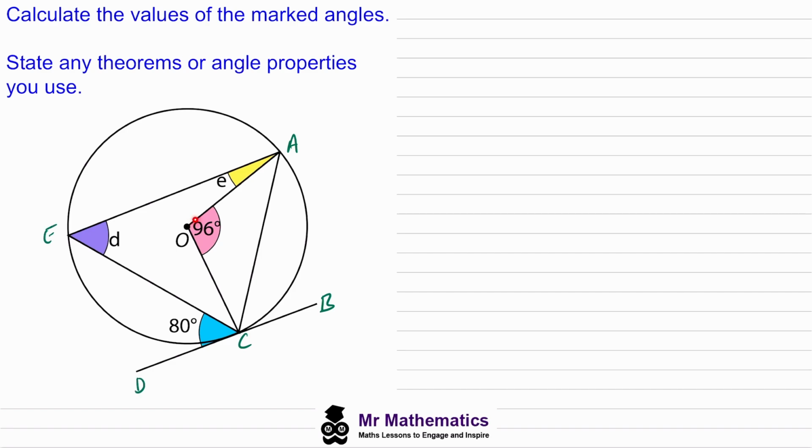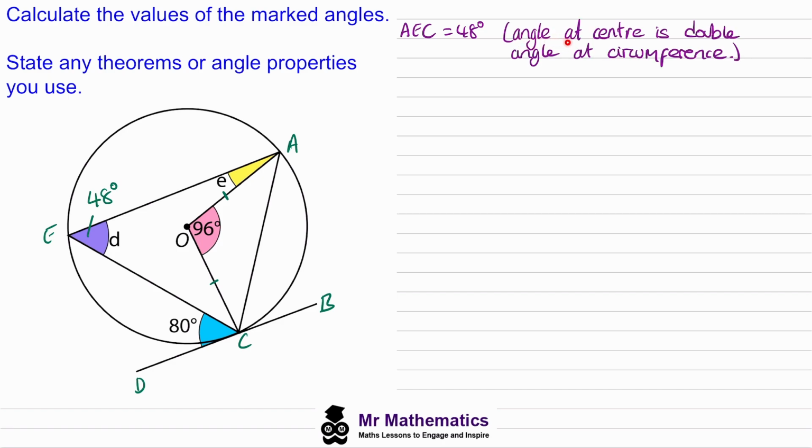Now we can see that O to A and O to C are both radii of the same circle, so these will be equal. And because of this, we can say the angle at the centre, the 96, will be double the angle at the circumference, angle D. So we can work out angle D, 96 divided by 2, so 48 degrees. The way we describe this is A to E to C, which is this path here, so this angle, equal to 48 degrees, because the angle at the centre is double the angle at the circumference.